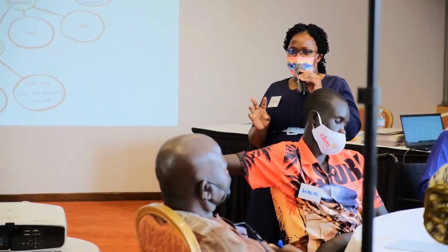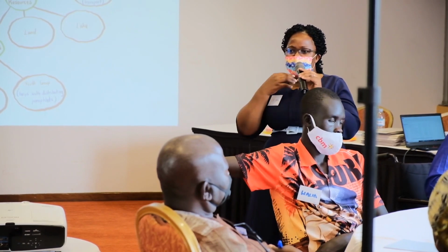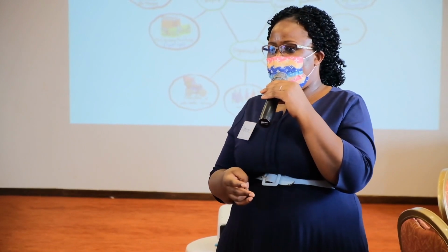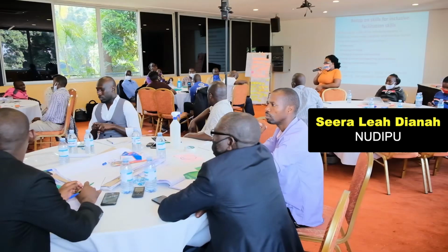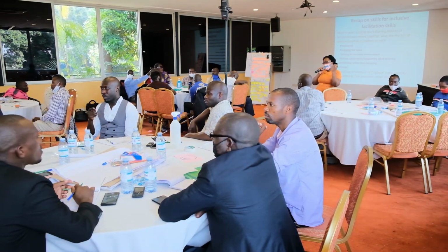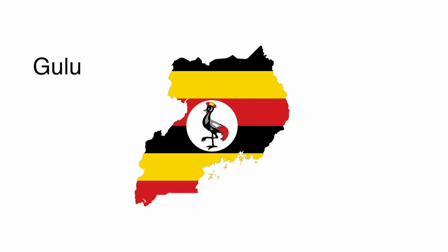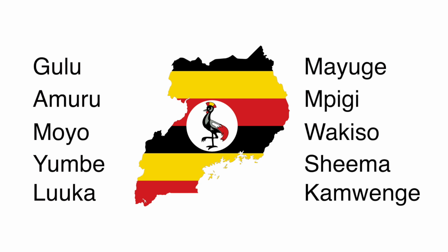In Uganda, the National Union of Disabled Persons of Uganda used the component to strengthen its district-level inclusive education advocacy by training district union facilitators. My name is Sarah Leah Diana, Project Officer in charge of Inclusive Education at NUDIPU. At national level, we trained a team of district union facilitators from Gulu, Amur, Moyo, Yumbe, Luka, Mayuge, Mpiji, Wakiso, Shema, and Kamwingi.